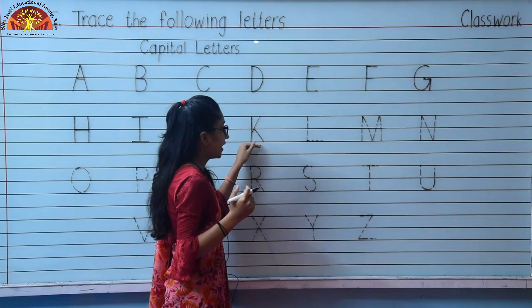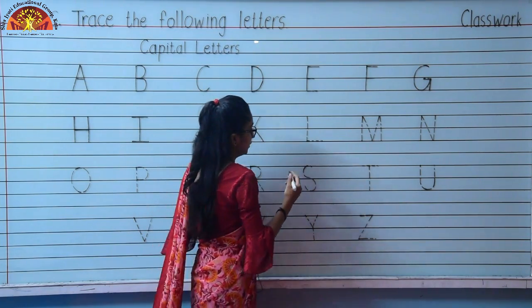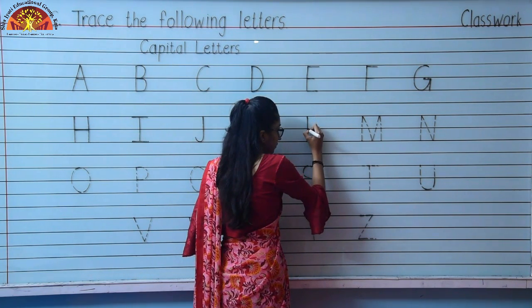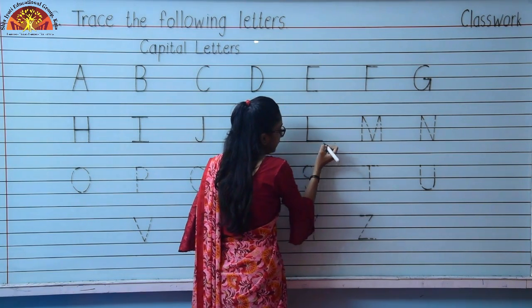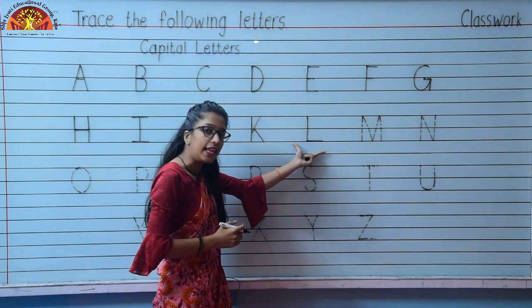Okay, after K, it's capital letter L. So draw standing line, then sleeping line, like this. This is capital letter L.